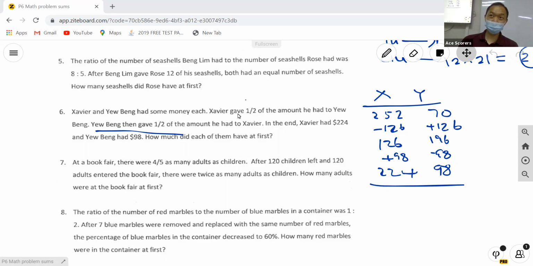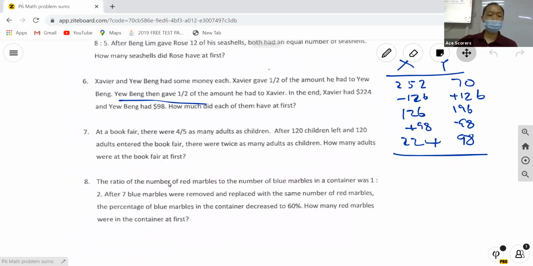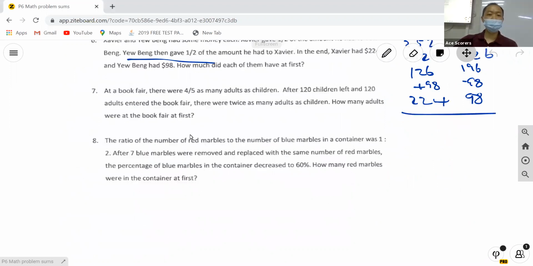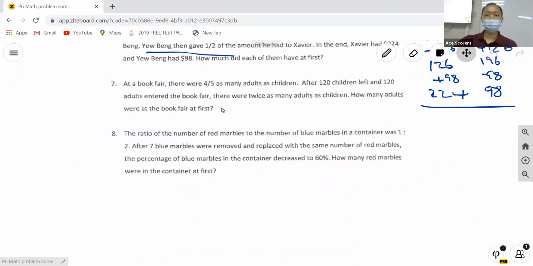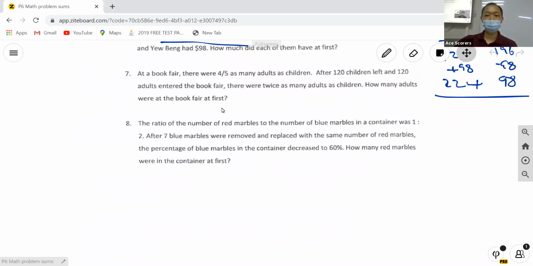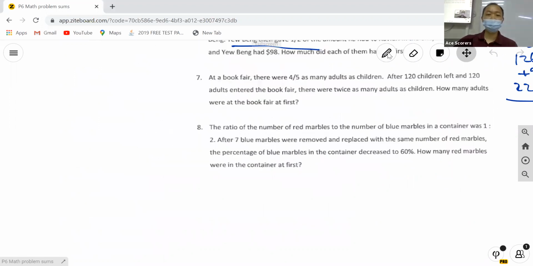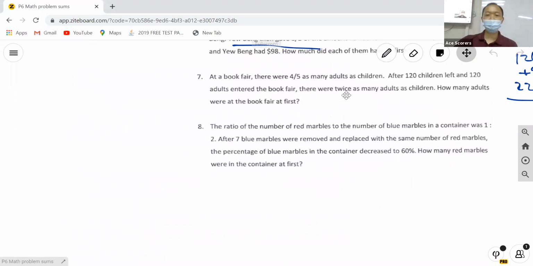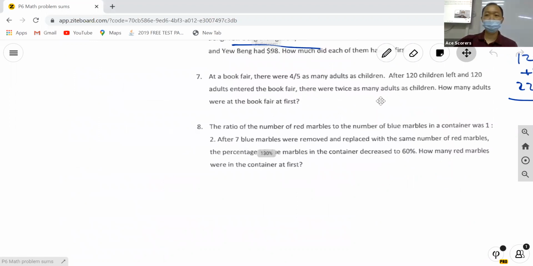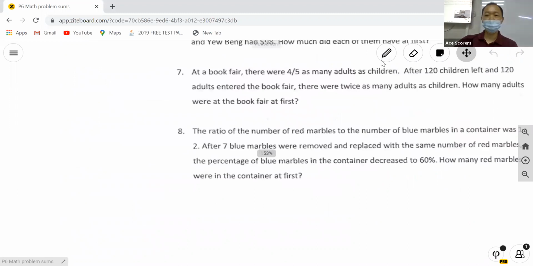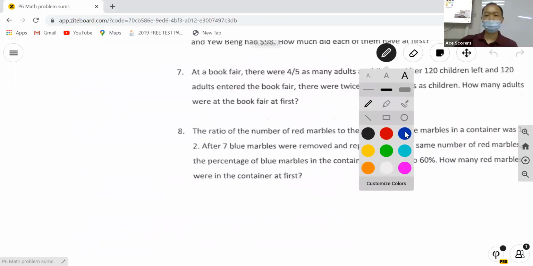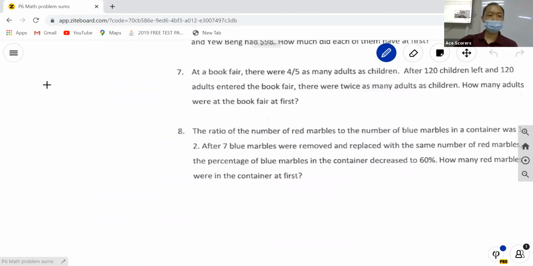Yes, Winston, understand? Yes. So let's take a look at question 7. I will use question 7 as a recap. Then you can do the rest. So question 7: at a book fair, there were 4/5 as many adults as children. Okay, so adults versus children.